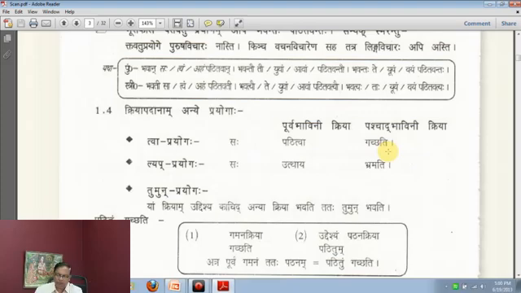But there is a difference between lyap and tva prayoga. In tva you can see tva everywhere. In lyap you can only see ya remaining. Like utthaya, pravishya, anubhuya. So in lyap you will find the final sound ya coming at the end of the verb. Then we also studied point 3 here, tumun prayoga. We studied lyap, tva and tumun also. What is tumun? Infinitive of purpose, I said.